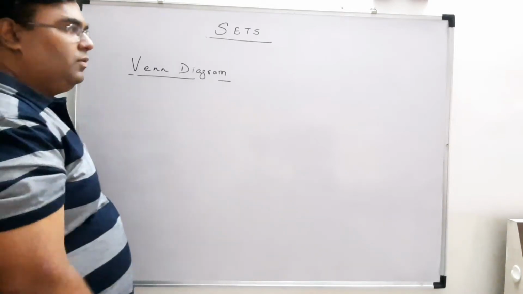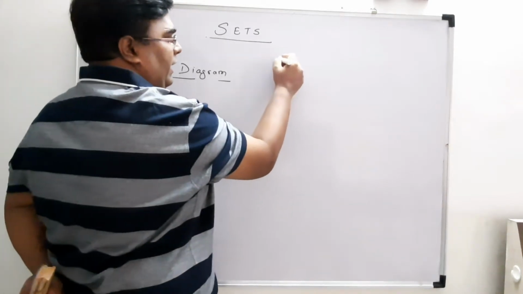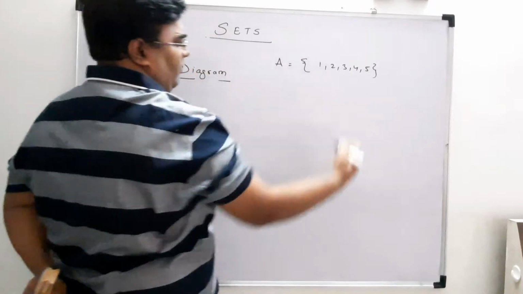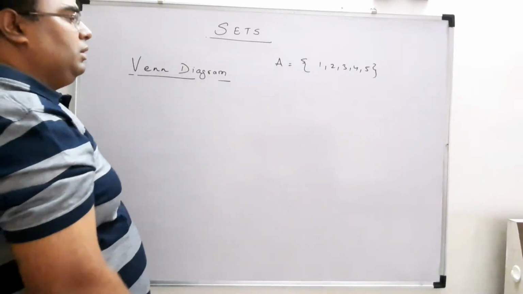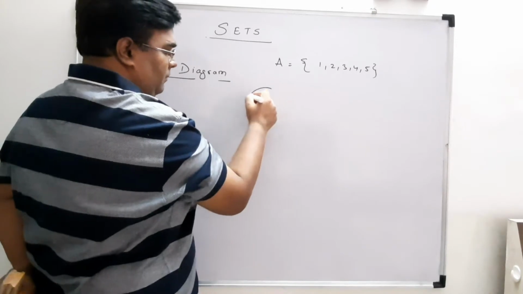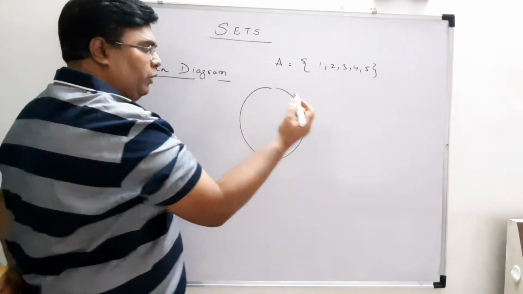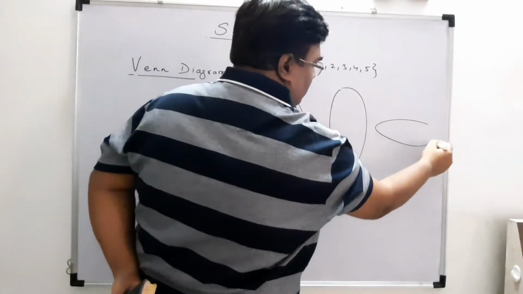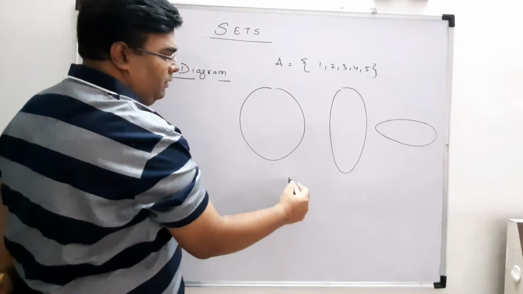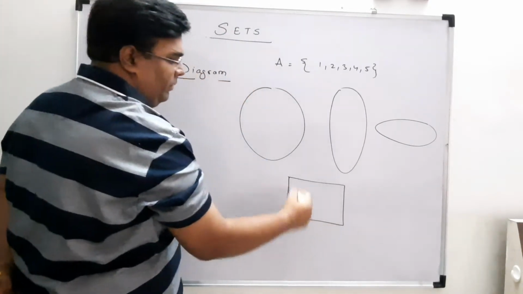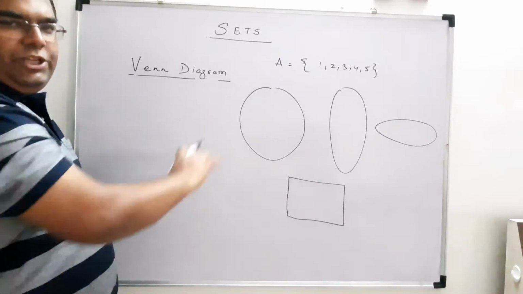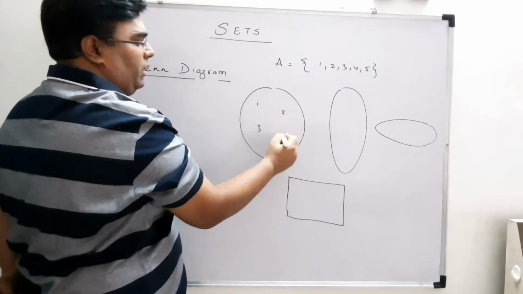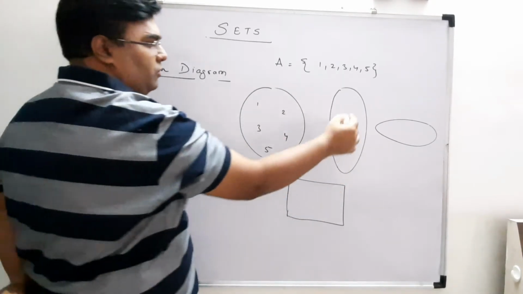There is a third one. What is the third one? Suppose A is a set in which 5 elements are there. Now either you can draw a circle, or you can draw an oval, or you can just simply put a rectangle. Any shape, right? And then you put all the elements here: 1, 2, 3, 4, 5.